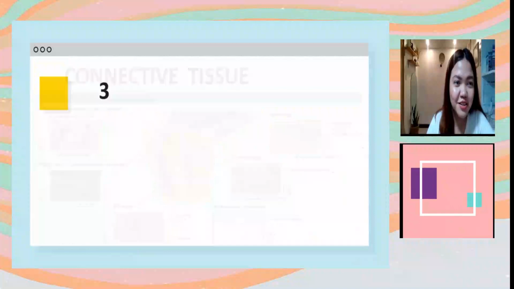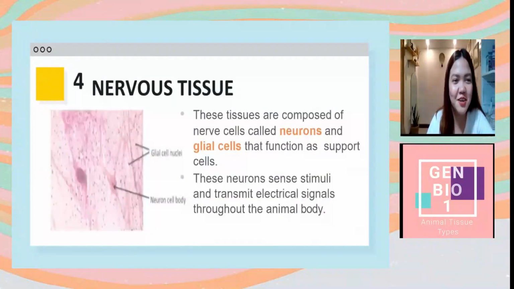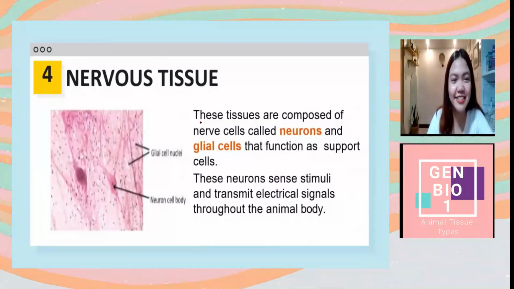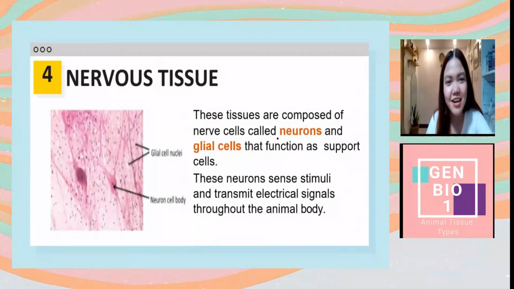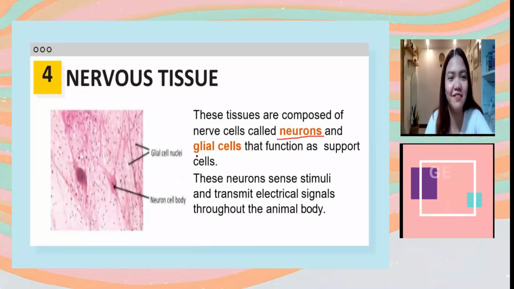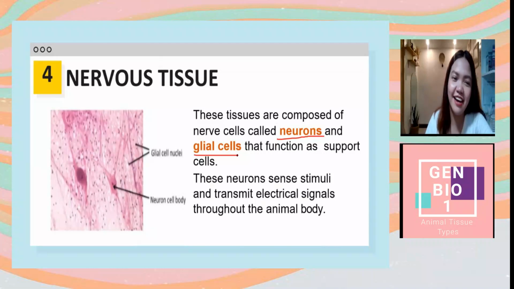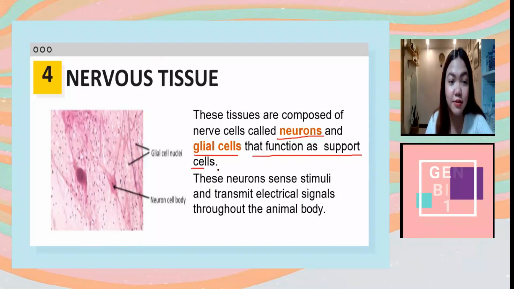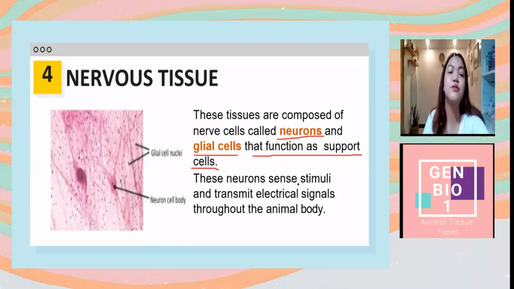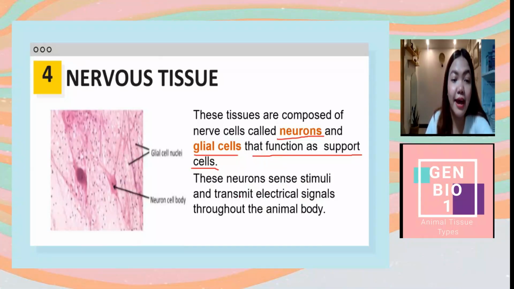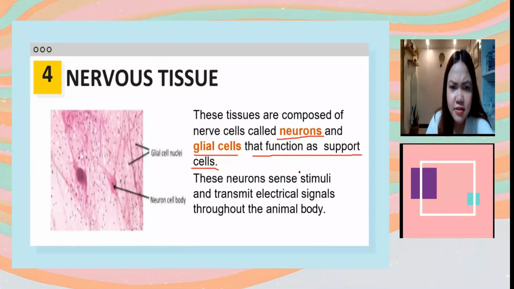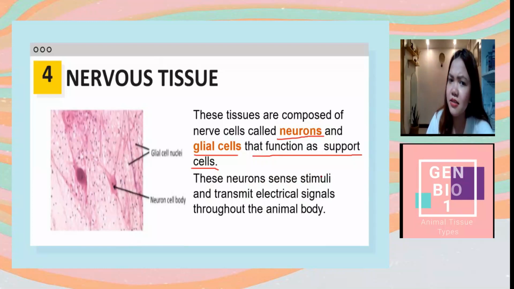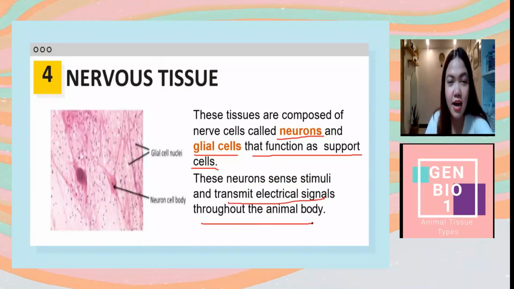Okay, so that's your connective tissue, guys. Let's go to your nervous tissue. So your nervous tissue basically is composed of your neurons and glial cells. So neurons are the main ones, while your glial cells function as a support for your cells. So these neurons send stimuli and transmit electric signals all throughout the animal body.